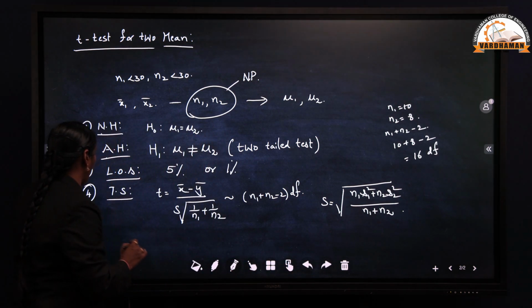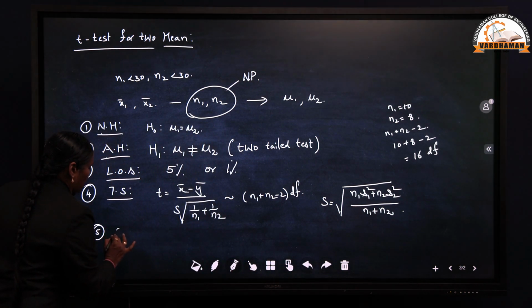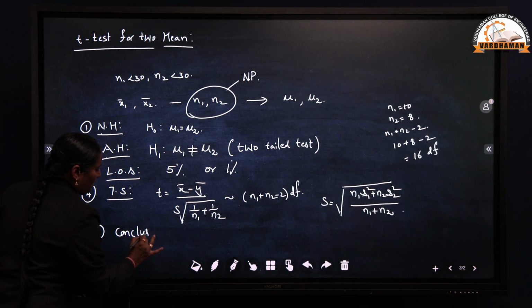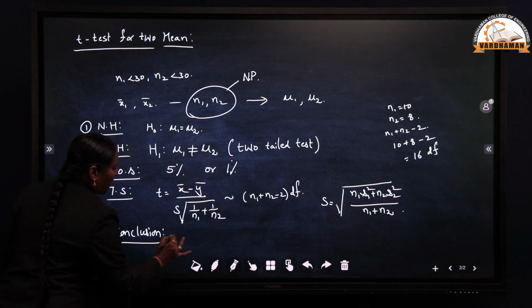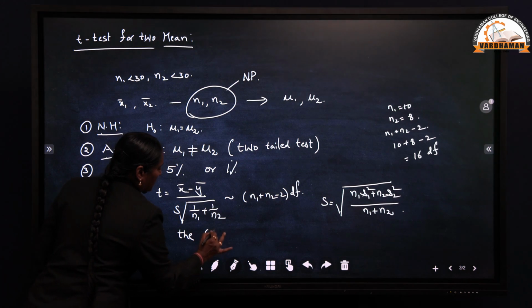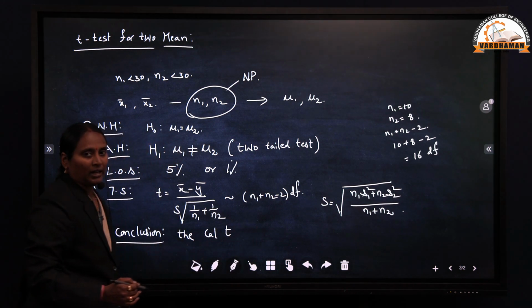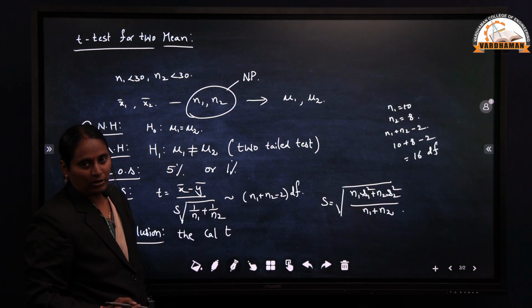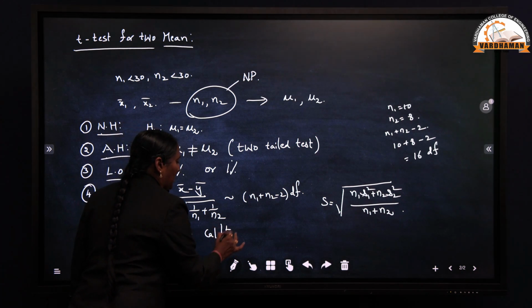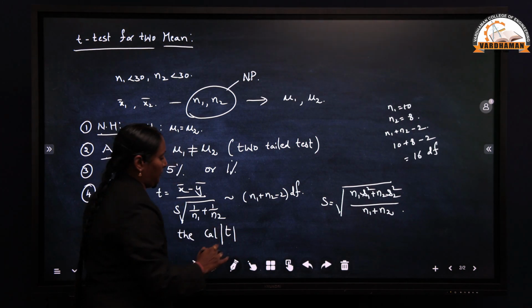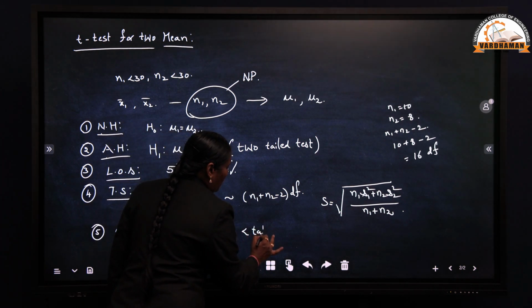And the last step, the fifth step, is the conclusion. Now the conclusion will be based on the calculated value of t. If in any case we got a negative value, we are going to check whether the calculated modulus value of t is less than the table value of t.